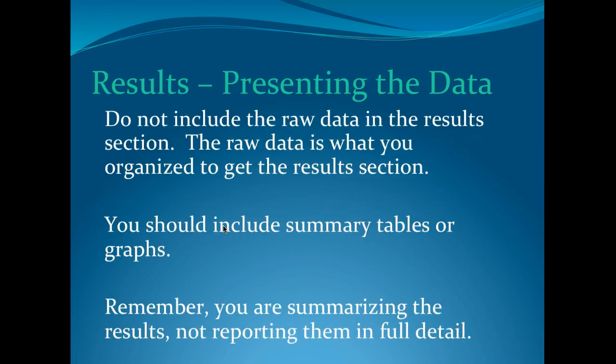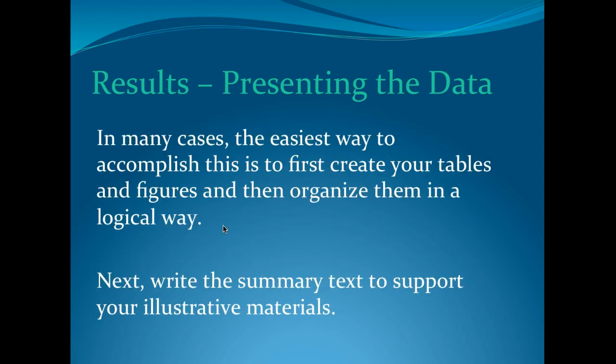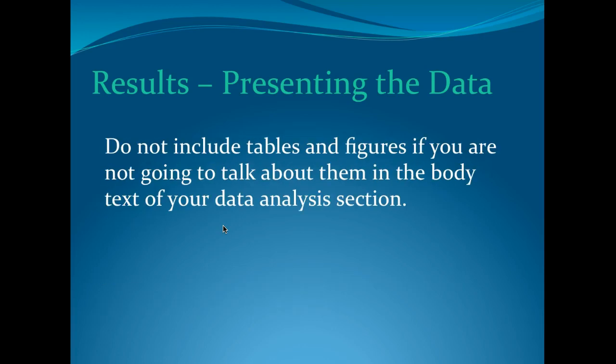So don't include all the raw data in your results section. As I mentioned, the raw data is what you organize to get to the results section. What you do want to include is summary tables or graphs. Remember, you're summarizing the results, not reporting them in full detail. In many cases, the easiest way to accomplish this is to first create your own tables and figures and then organize them in a logical way. Then write the summary text to support each of the illustrative materials. And then you'll put them together in appropriate APA format.